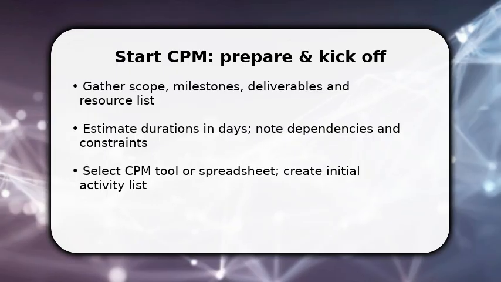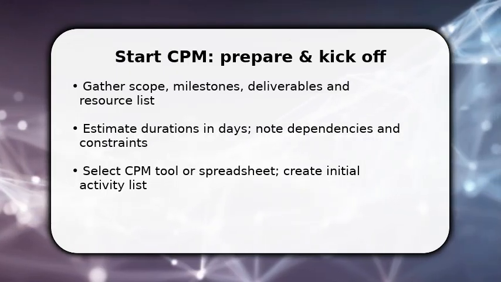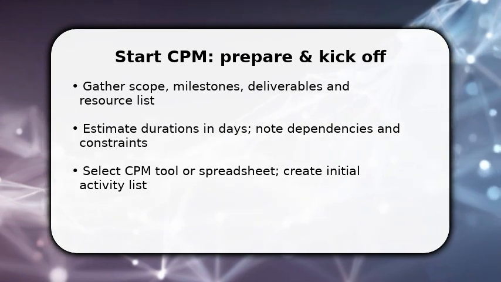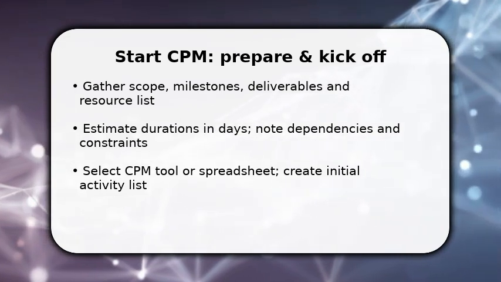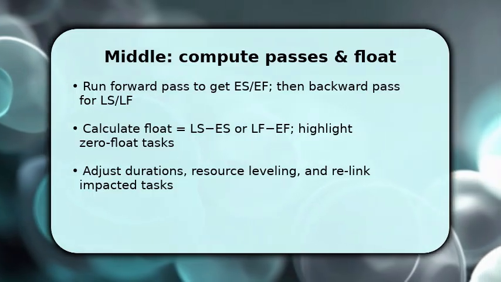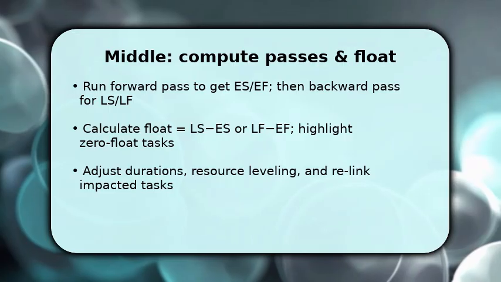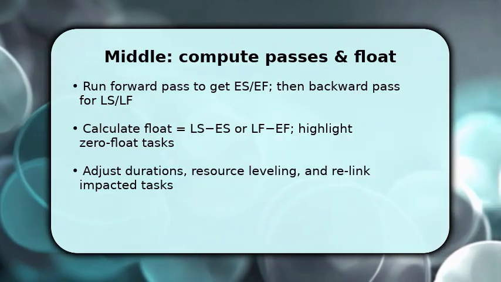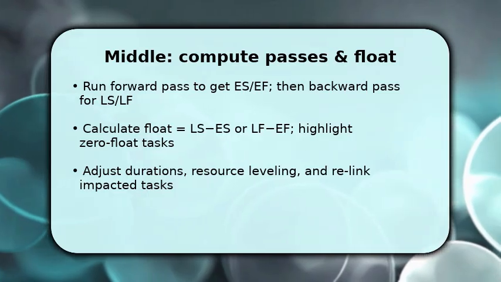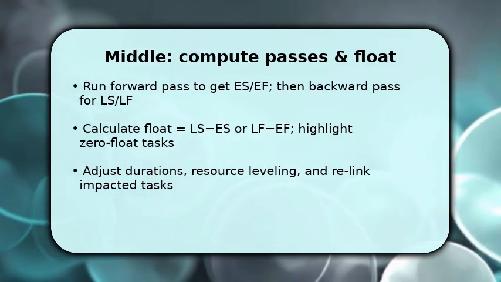After that, run the first forward pass to compute earliest starts and finishes so you can see the schedule shape and identify initial critical candidates. Once the forward pass yields earliest start and finish dates, perform the backward pass to determine latest starts and finishes. You'll calculate float for each activity. Float shows schedule flexibility, so highlight zero float tasks as critical.